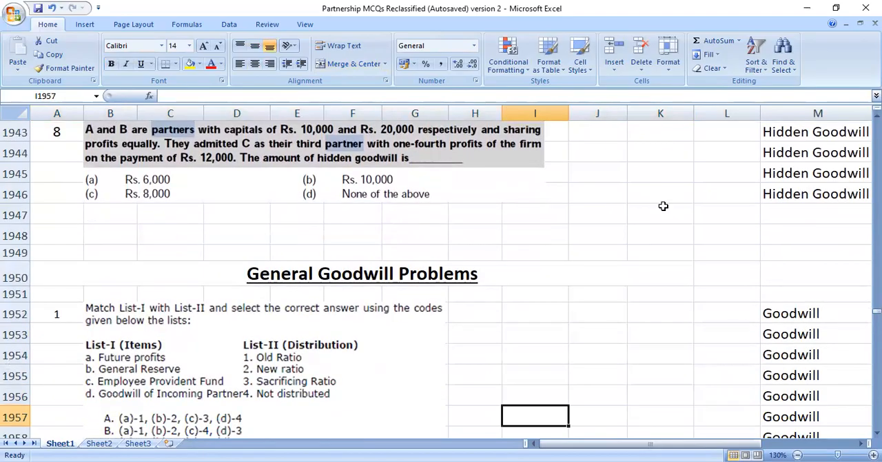8. A and B are partners with capitals of 10,000 and 20,000 respectively and sharing profits equally. They admitted C as their partner with 1/4 profits of the firm on the payment of 12,000. Amount of hidden goodwill.